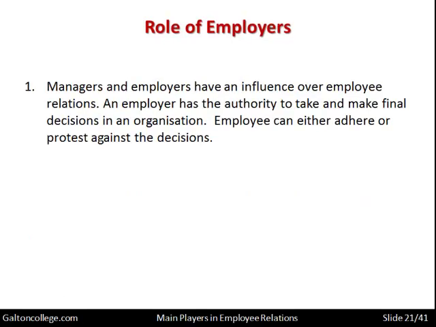Managers and employers have an influence over employee relations. An employer has the authority to make final decisions in an organisation. Employees can either adhere or protest against the decisions. So we have got a very split view of the organisation. On the one side, we have management who can make decisions and can force through the decisions. They own the premises, they own the buildings, they own the machines, they own the business. So they can make decisions and force through what they want.